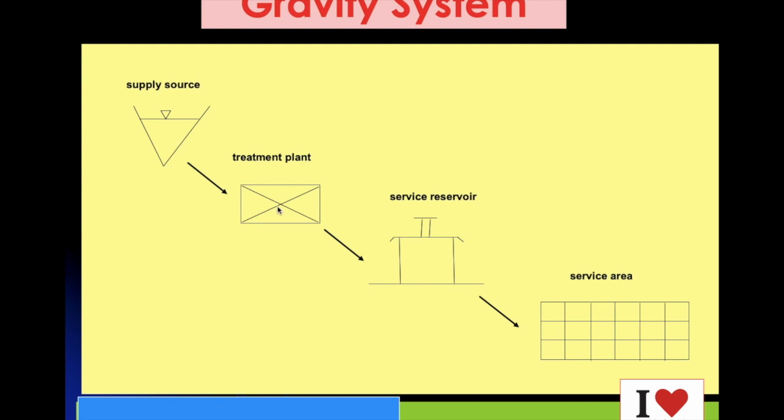Still on top of the hill, at high level, it then goes naturally down without any help from the pump to the service reservoir. From this service reservoir, it will distribute the water to the service area, to the new township. It also goes down naturally without the help of any pump, because the source, the treatment plant, and the reservoir are all at a higher level compared to the service area.